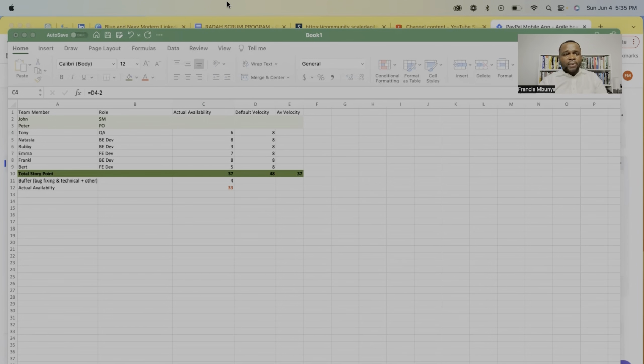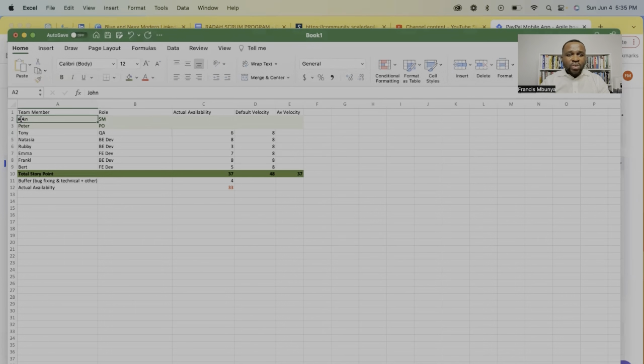Now, let's look at this. This is my capacity planning sheet, right? It's very simple. You can create this all on your own. There's no mystery out there. So I'm assuming that I have 1, 2, 3, 4, 5, 6, 7, 8 team members. John is our Scrum Master. Peter is our product owner. Tony is our tester, right? And then Natasha is a back-end developer. Robbie, back-end developer. Emma, front-end developer. Frank is our back-end developer, and Beth is our front-end developer.